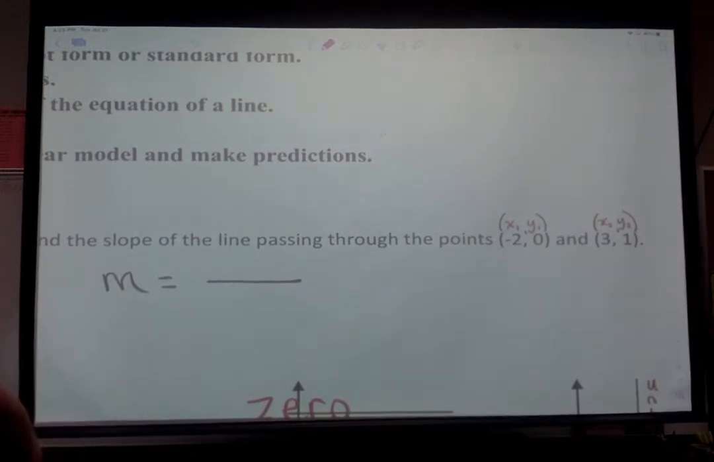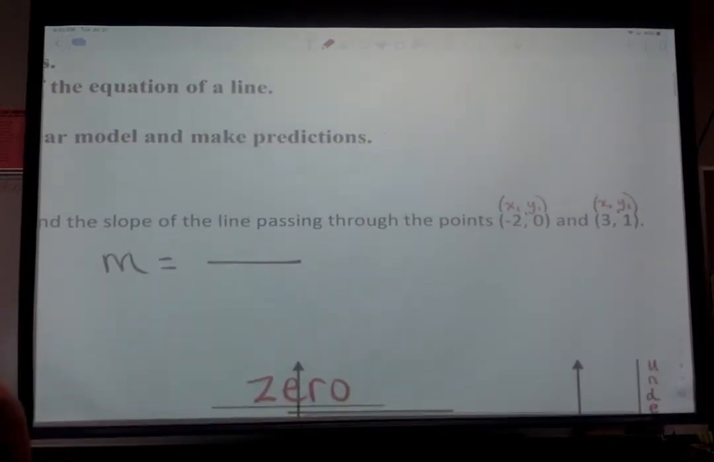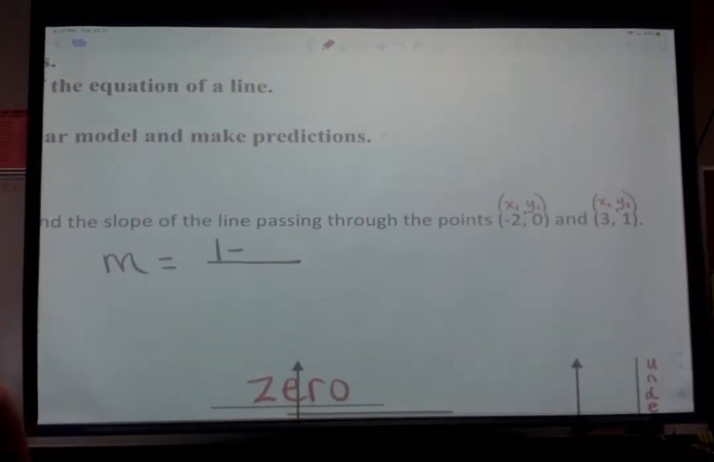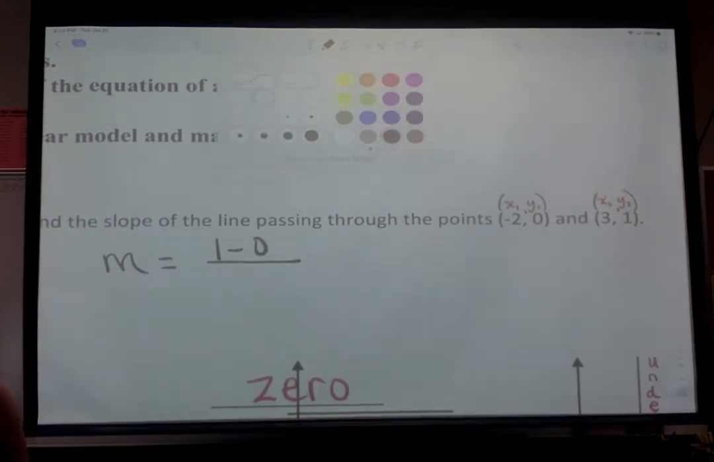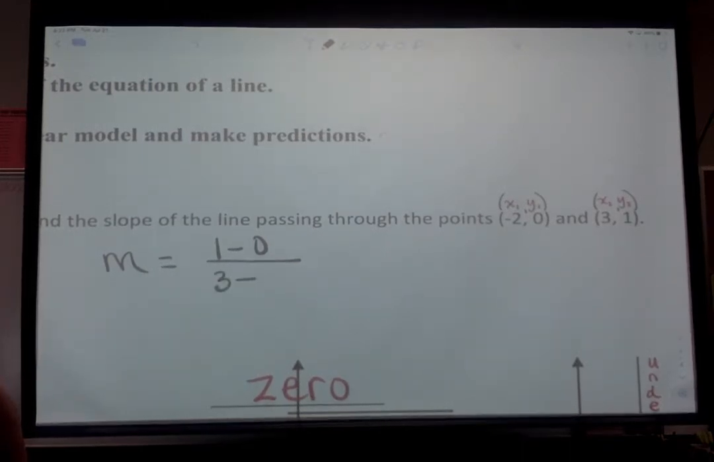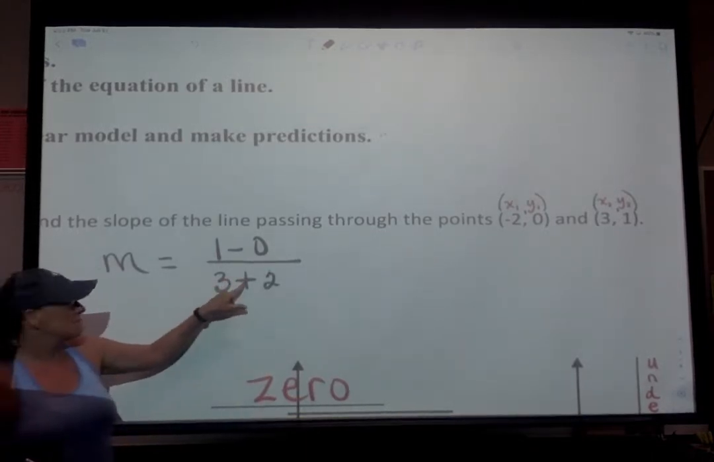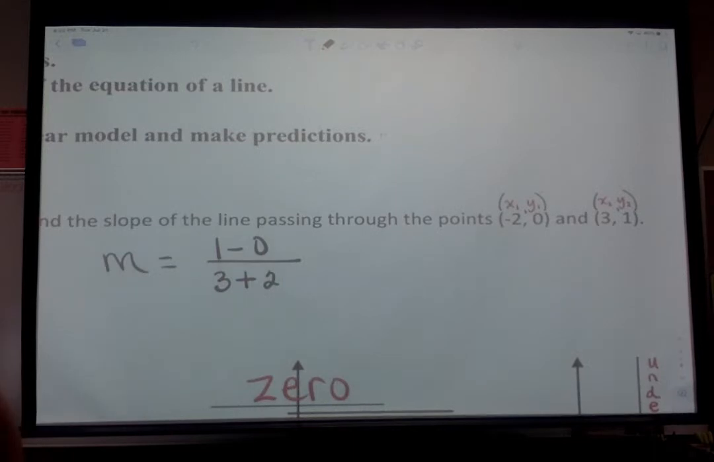So to do the slope, I'm going to grab my second y, which is 1, minus my first y, which is 0, over my x2, which is 3, minus x1, which is negative 2. So this was 3 minus negative 2, and I get a slope of 1/5.